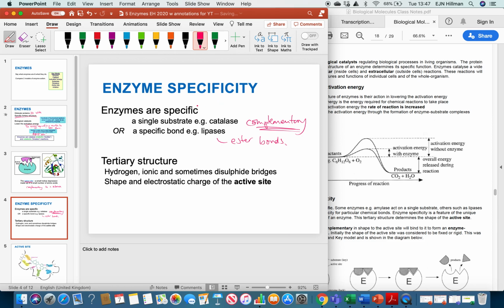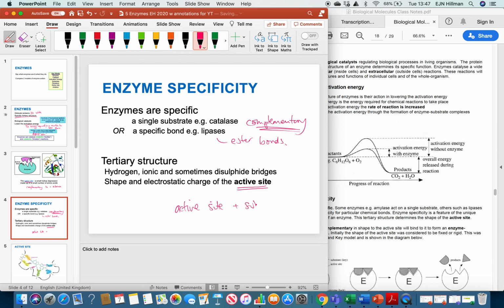Okay, that specificity is produced by the tertiary structure of the protein. So obviously all enzymes are three-dimensional proteins. They have a tertiary structure determined by the position of hydrogen, ionic, sometimes disulfide bonds in that tertiary structure. That gives a specific shape and electrostatic charge to the active site, that hollow depression that is complementary to the substrate.